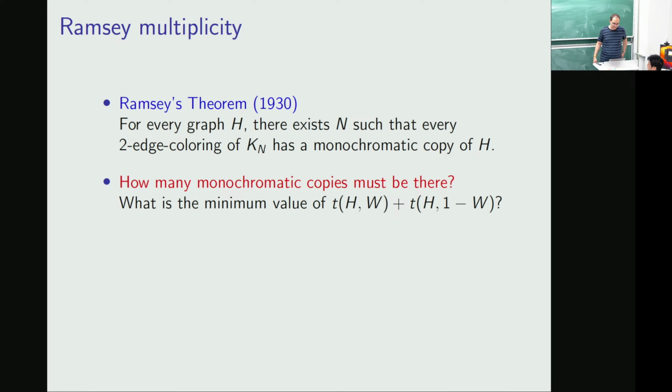So we're looking at Ramsey's theorem, and now I can actually reformulate the question: what is the number of monochromatic copies in terms of the graphon? So what I can do is I am looking at the minimum value of this sum, where I fix a graph H. I will think of W as the red color of a 2-coloring of a complete graph, and the complement, which is nothing else than 1 minus W, will be the blue color, and I want to know what is the minimum value of this sum.